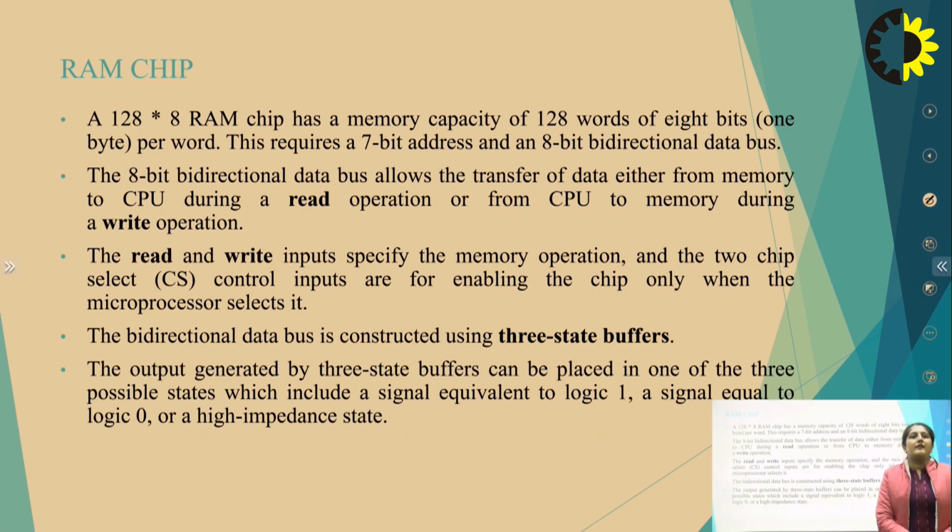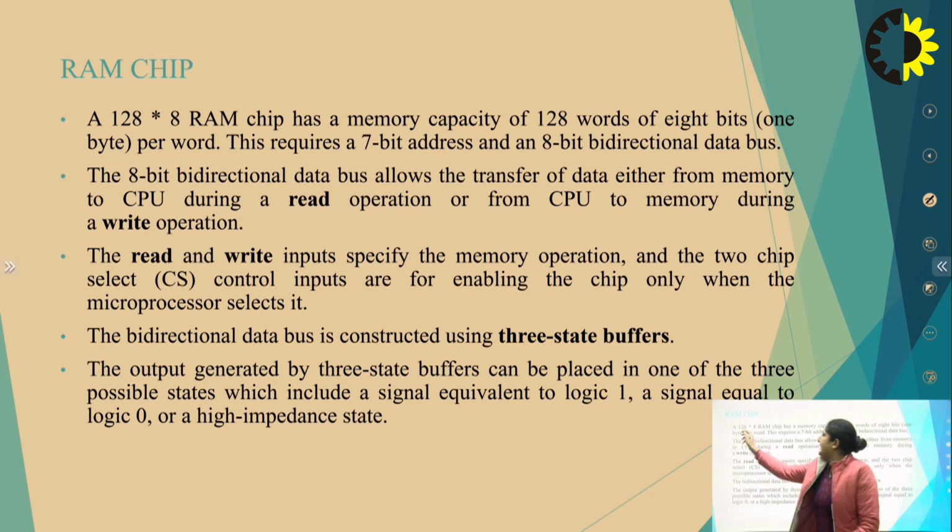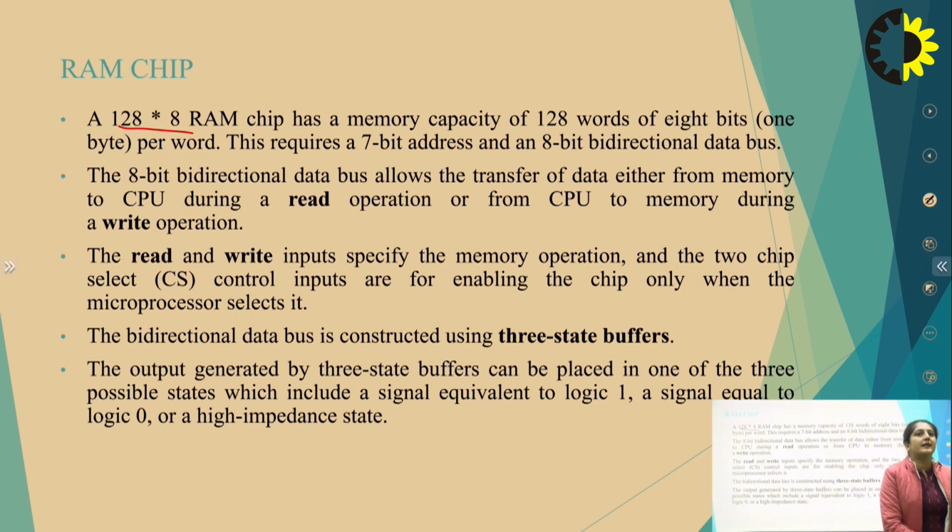So let's see briefly about the RAM chips. How do we build a RAM chip? Suppose we have a 128 into 8 RAM chip. So what is 128 into 8? It means in the RAM chip there are 128 memory locations and 8 is the size of each word.